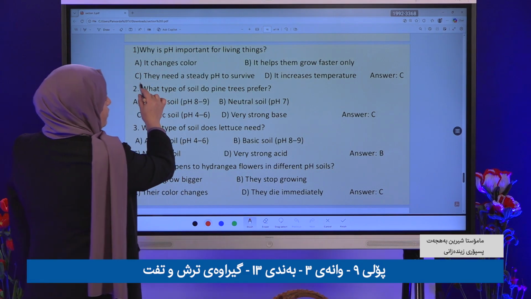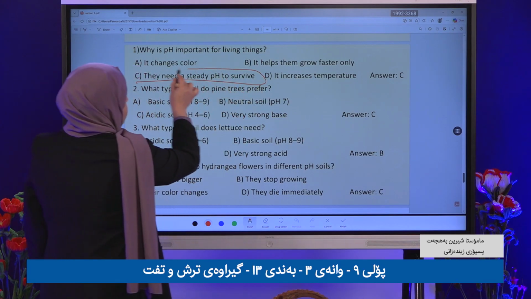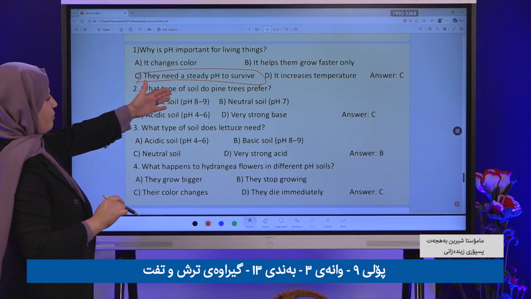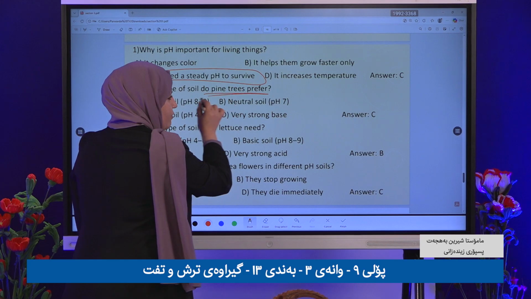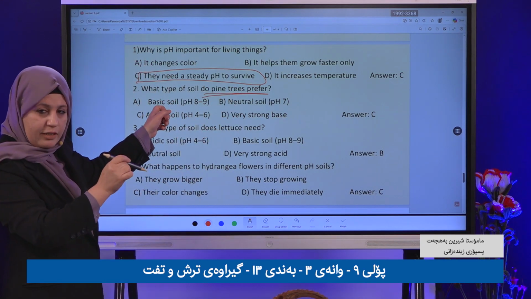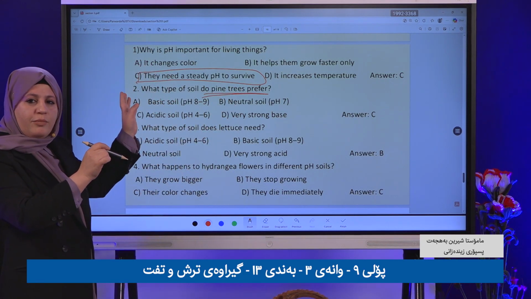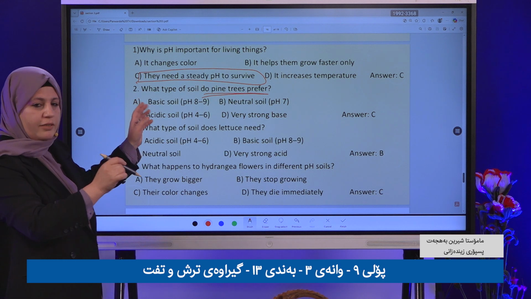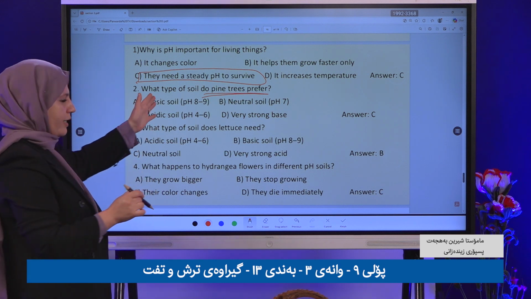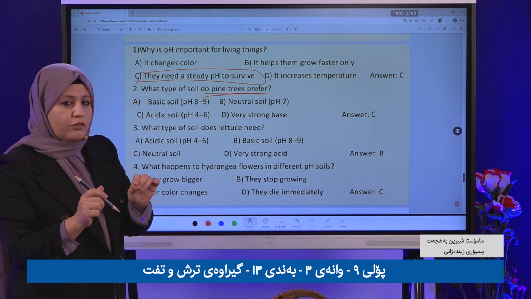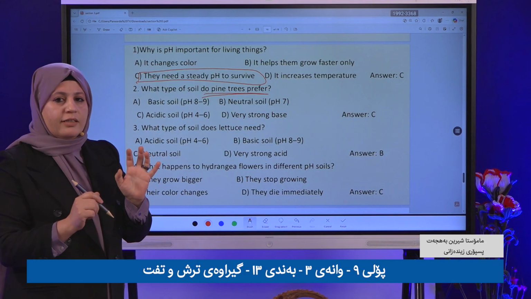They need a steady pH to survive. What type of soil do pine trees have? This is national exam, be careful. This is an example of national exam. I brought it from national exam. That's why I said you should memorize the numbers of pH of each plant. It's important.